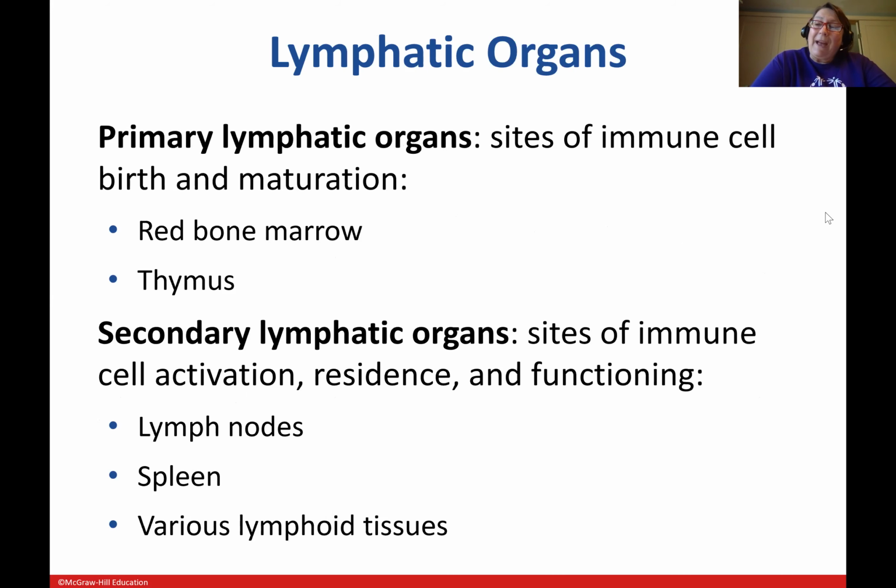Okay, so the lymphatic organs include sites of immune cell birth and maturation, which mostly includes the red bone marrow. So that's typically at the end of the large bones, and also the thymus, which is a really, really small little organ. Its job is to basically mature T cells. T cells is short for thymus cells, so that's its purpose. The secondary lymphatic organs are also an important part of this, and that includes things like the lymph nodes, the spleen, and various different lymphoid tissues scattered throughout the body.